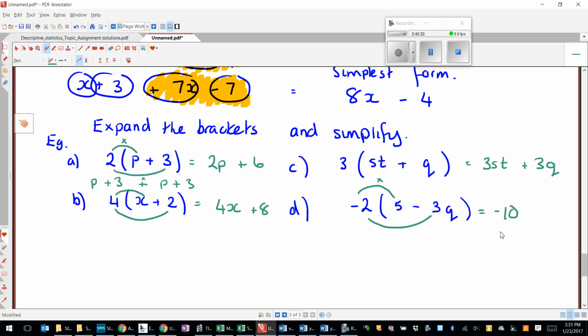And then we'd have minus, and what's minus negative? What's a negative times a negative? Positive. So we'd end up with plus 6. I just put take away negative.